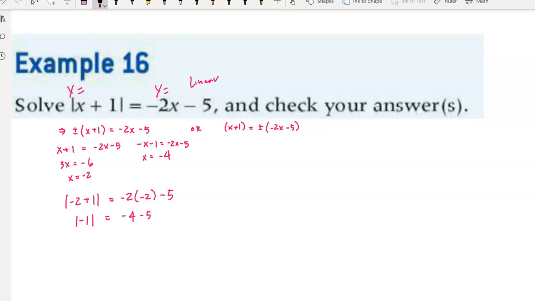So x equals negative 2 is not going to work, right? Let's try x equals negative 4. Negative 4 plus 1 equals negative 2 times negative 4 minus 5. We have negative 3 equals 8 minus 5. I have a feeling that the left-hand side is going to equal the right-hand side. Yay! So that is the only solution.